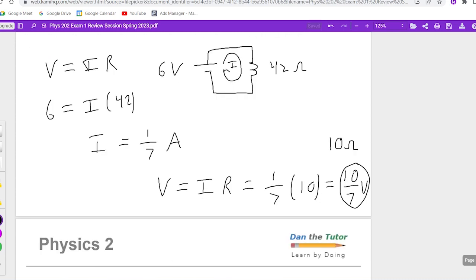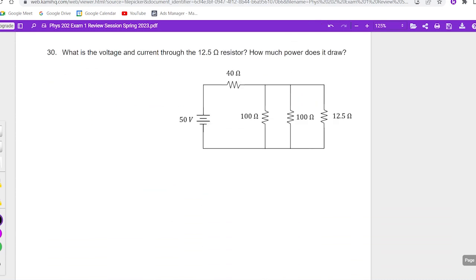My advice for number 30, write small. This is a long one. Number 30, what is the voltage and current through the 12.5 ohm resistor? How much power does it draw?